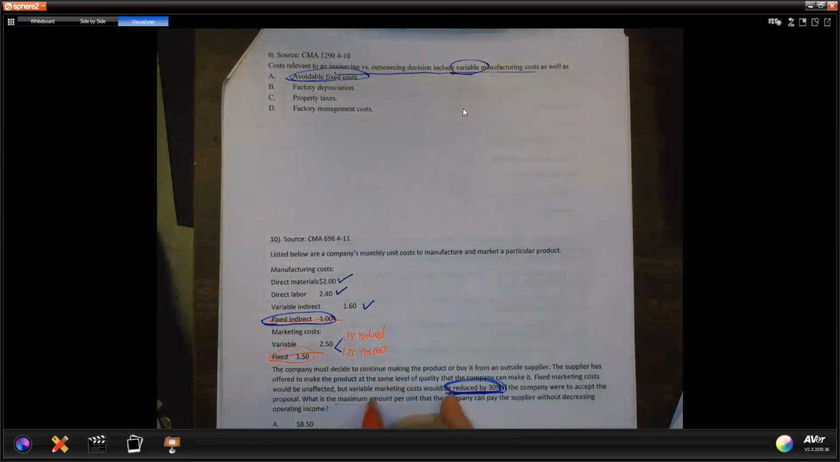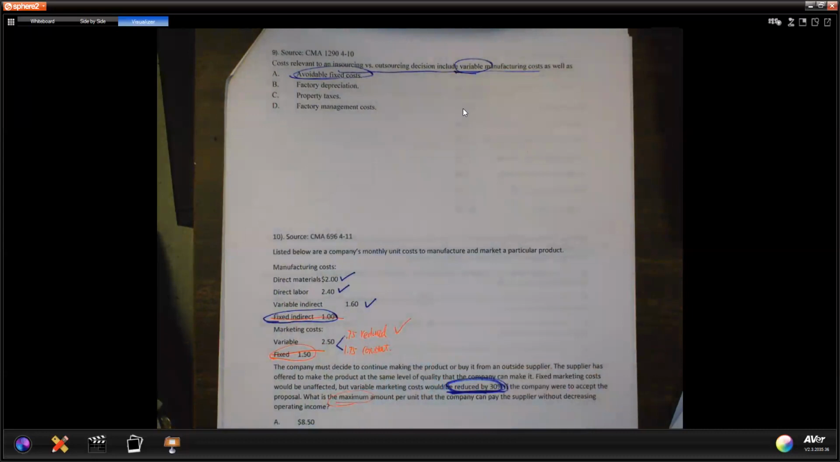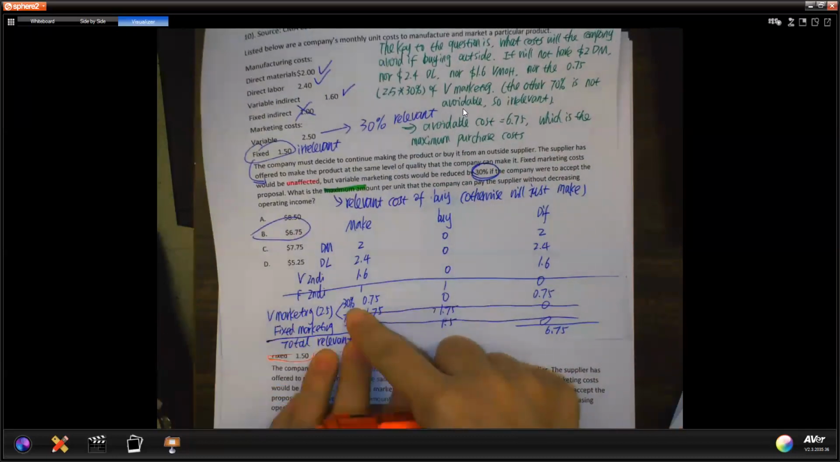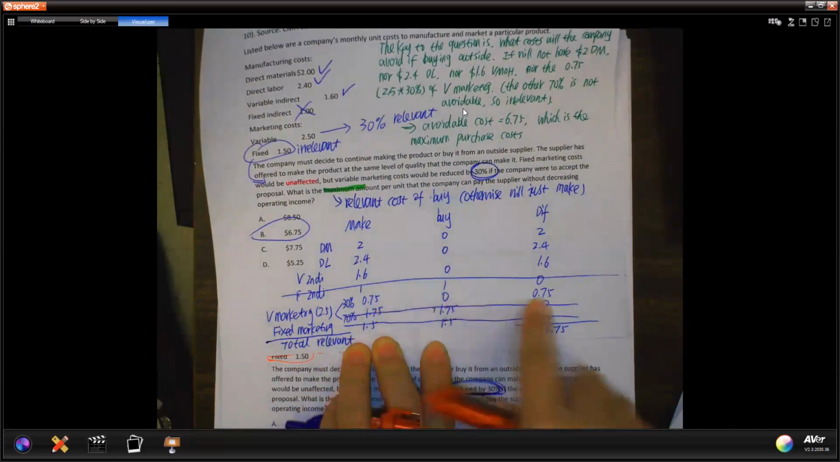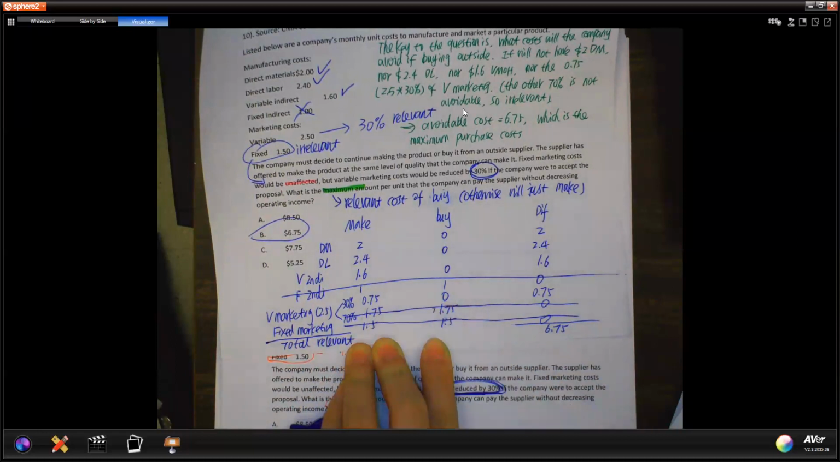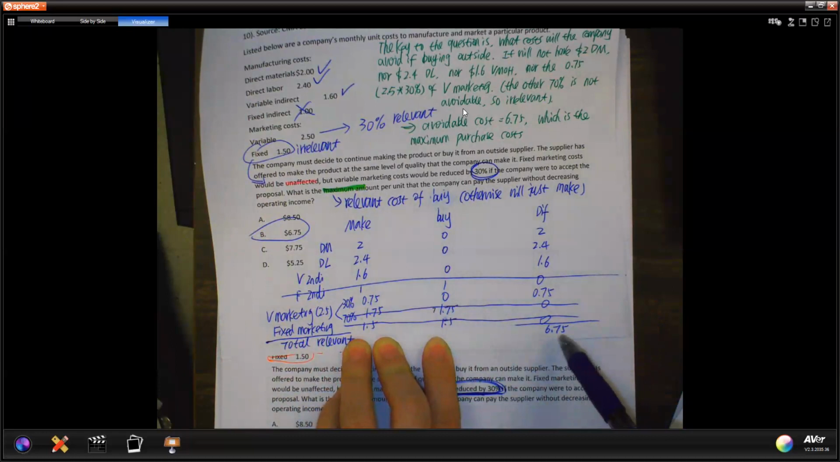So what is the maximum? Only this 30% is our relevant part, because that will be reduced to 0. But the remaining 1.75 will not be reduced. It is still 1.75. Therefore, if you do all the numbers, you should find the relevant cost is 6.75. That's the highest price we want to pay to an outside vendor. Because if somebody charges you more than this, you will say, I'm not going to buy, I will make it by myself, right? So that is the maximum price you want to pay to purchase from outside.